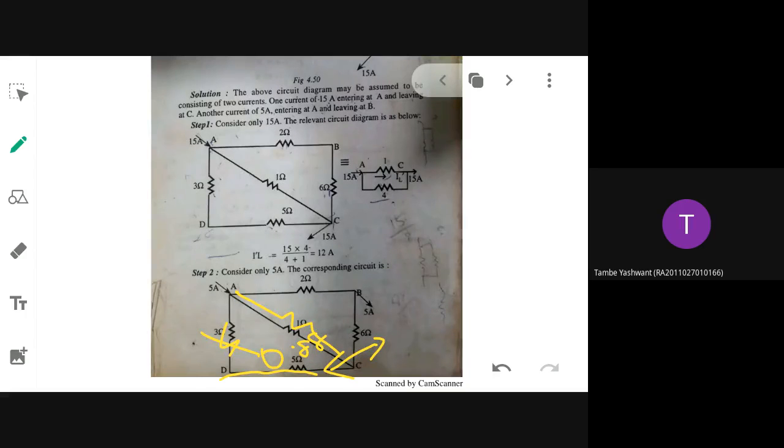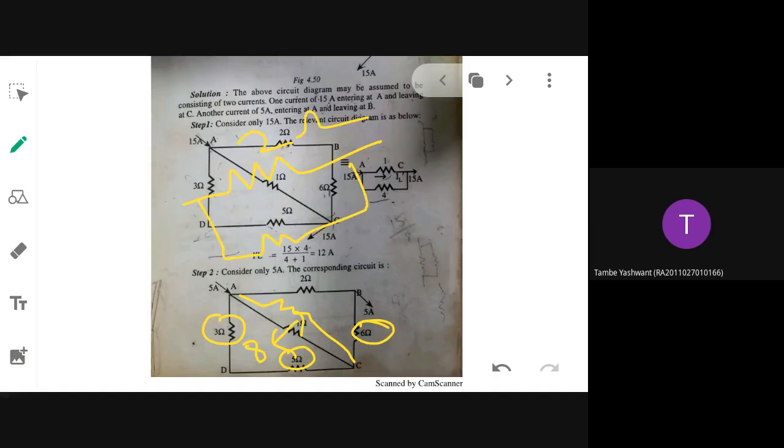Again I am telling you: the 3 ohm and 5 ohm were in series, so I have reduced that to 8. But 8 ohm and 1 ohm are connected in parallel, so I have reduced that, and it will be 0.88. When I redraw the circuit, 0.88 is in what connection with 6 ohm? Series. So if I redraw the circuit, I will have 2 ohm and the series combination will be 6.88. And the current here is 5 ampere.